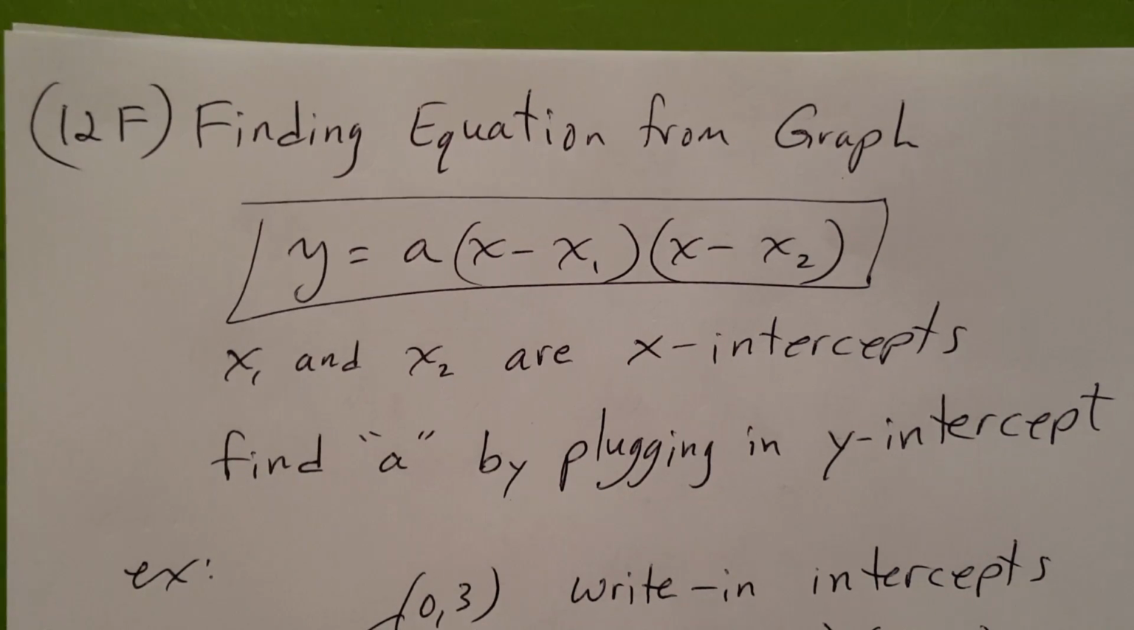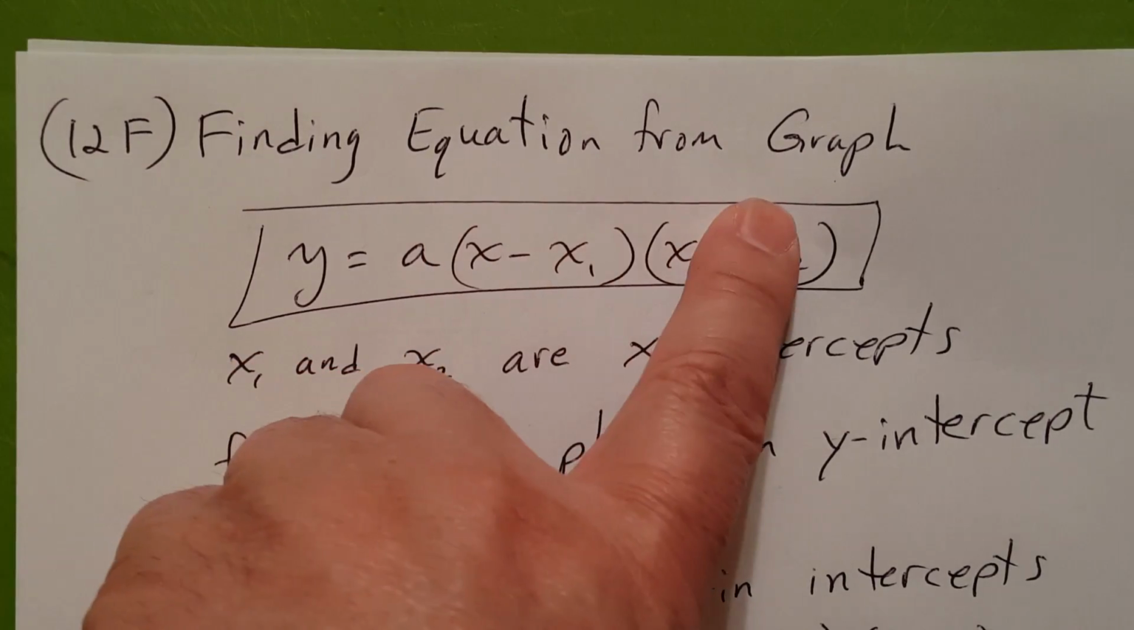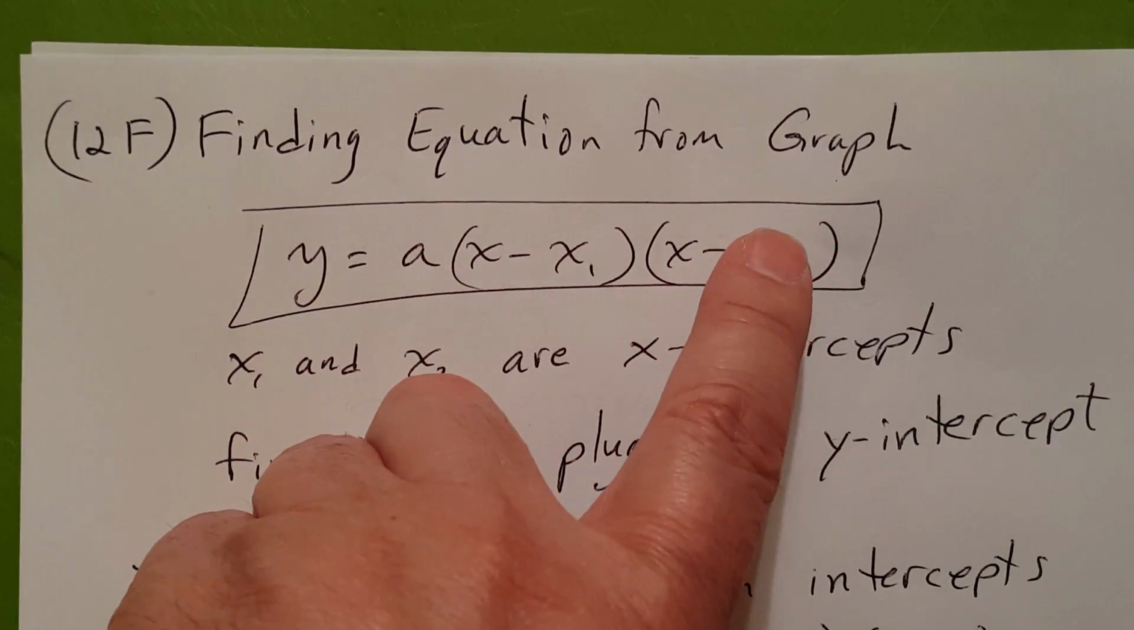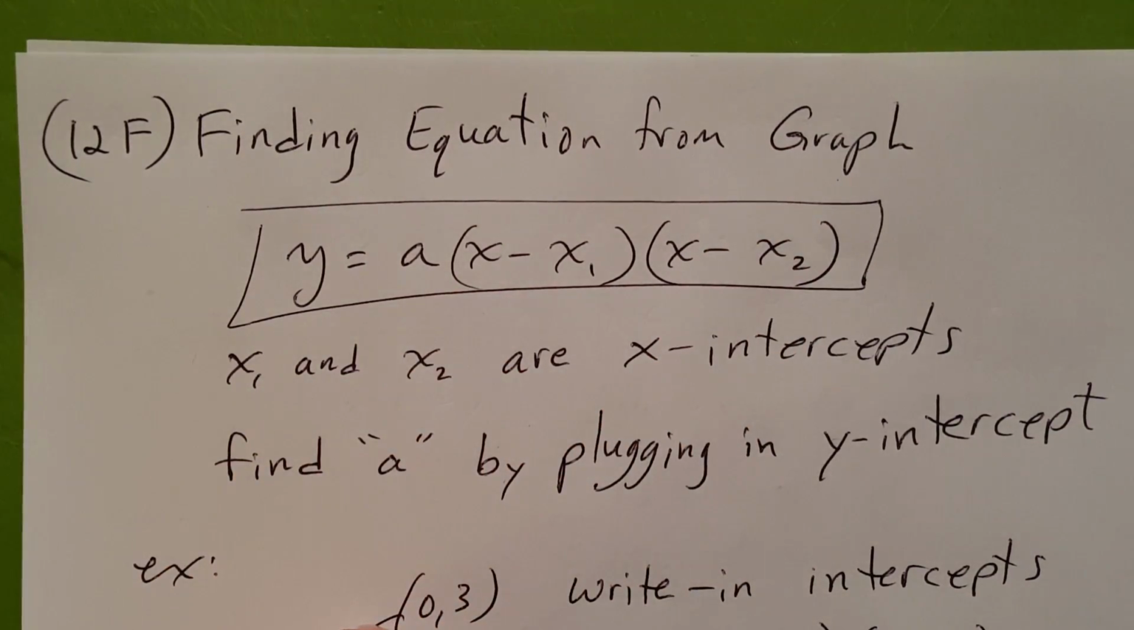But anyway, for 12F, what we want to do is write an equation. We don't want to graph it, just the other way around, just the opposite. We want to find an equation from the graph, right? What we did was we got an equation and we found the graph of the equation, now the other way.